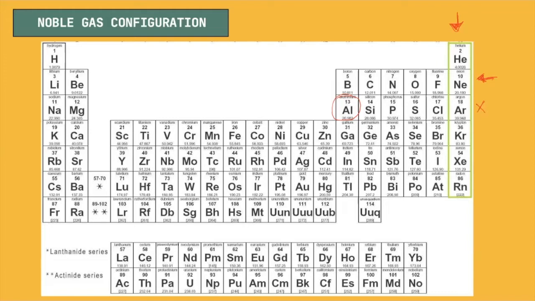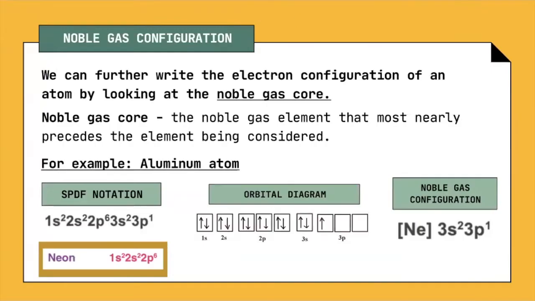So if we consider the SPDF notation of neon, that would be this in our example. Therefore, we could use neon as a placeholder for that electron configuration. As you can see here, we replaced this with neon. After we write the atomic symbol of neon, that's the time we write the remaining electrons in the configuration, which is 3s2 and 3p1.